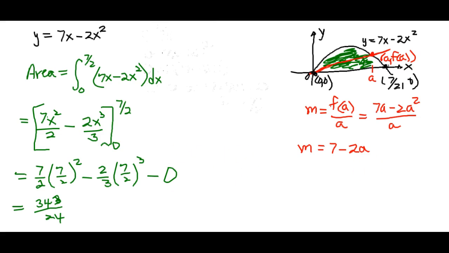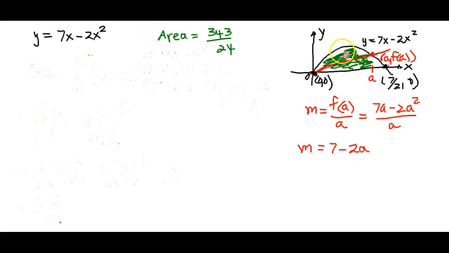Well, let's see. What I'd like to do is find the area between the curve y equals 7x minus 2x squared and that red line.